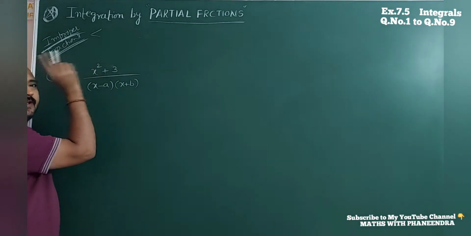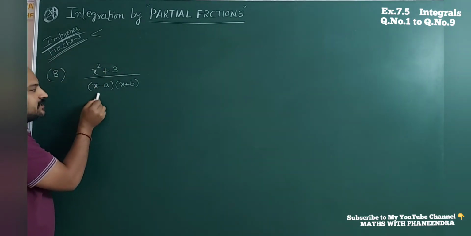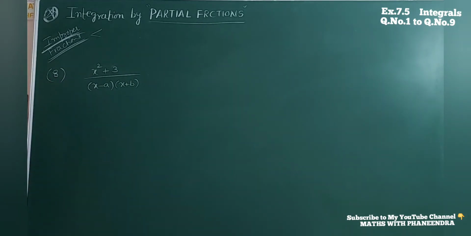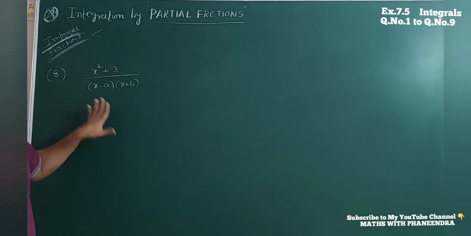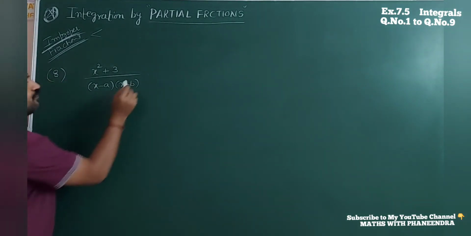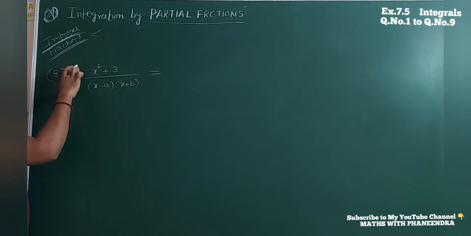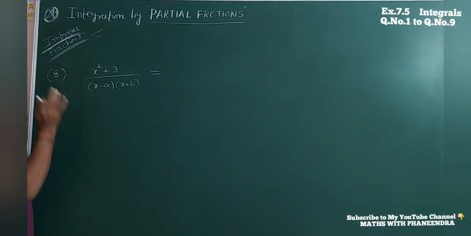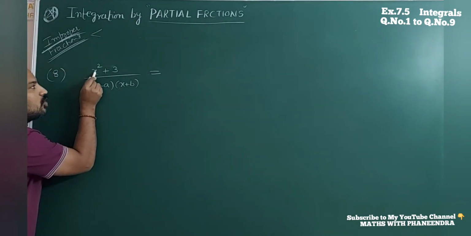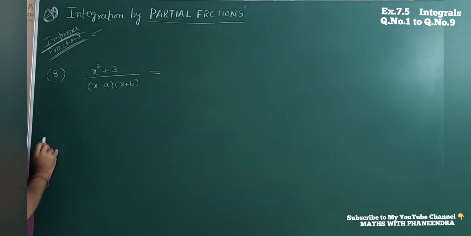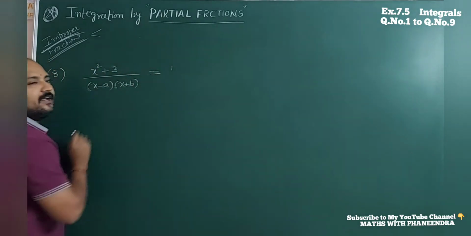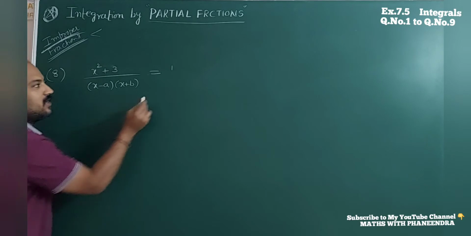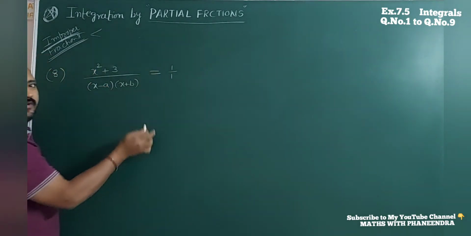Here, the numerator is x², so the numerator degree is 2. The denominator is x into x, x², so the denominator degree is also 2. So in this case, whenever it is an improper fraction with both degrees the same, what is the coefficient of x² in the denominator? 1. That you have to write here: 1 by 1.